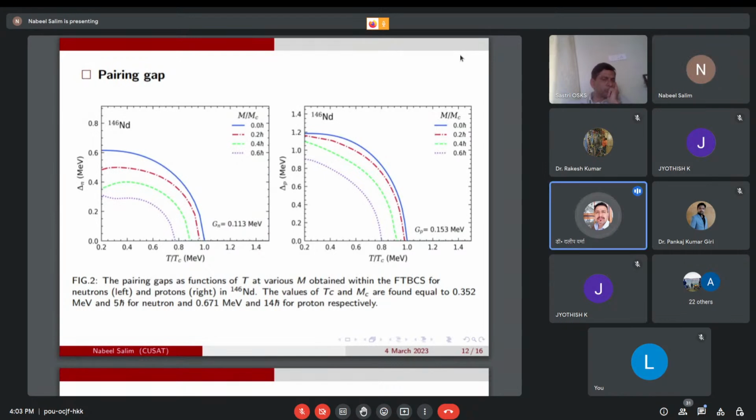So you are saying this is around 0.352 MeV in the case of neutron, and for the case of proton it is around 0.671 MeV. Okay, fine. Thank you. Thank you, Nabil. Any other questions?